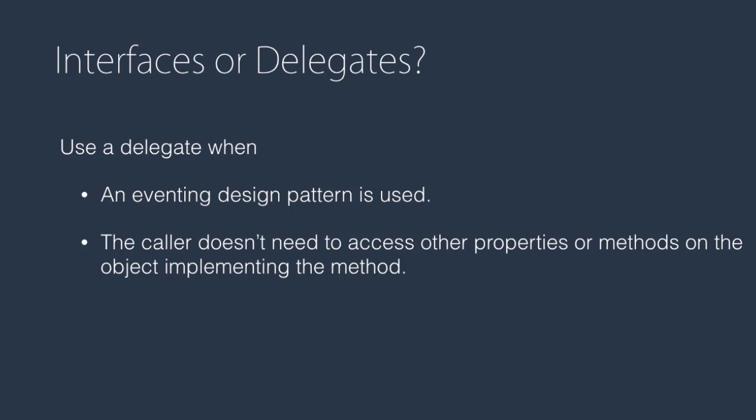But the guideline in MSDN suggests to use delegates when we have some kind of eventing design pattern, or the caller doesn't need to access other properties, methods, or interfaces on the object implementing the method. In the case of the example I showed you, our filters were just one basic simple method, and there were no other properties or methods. But imagine if our photo processor needed to access other properties or methods. Obviously, a delegate wouldn't work, and we would have to use an interface.